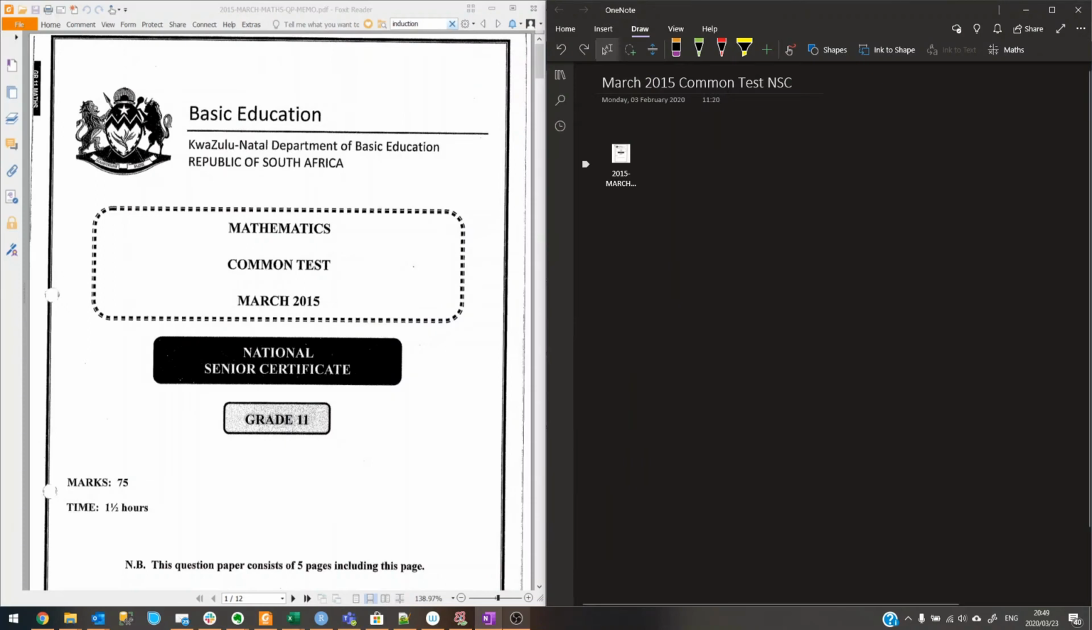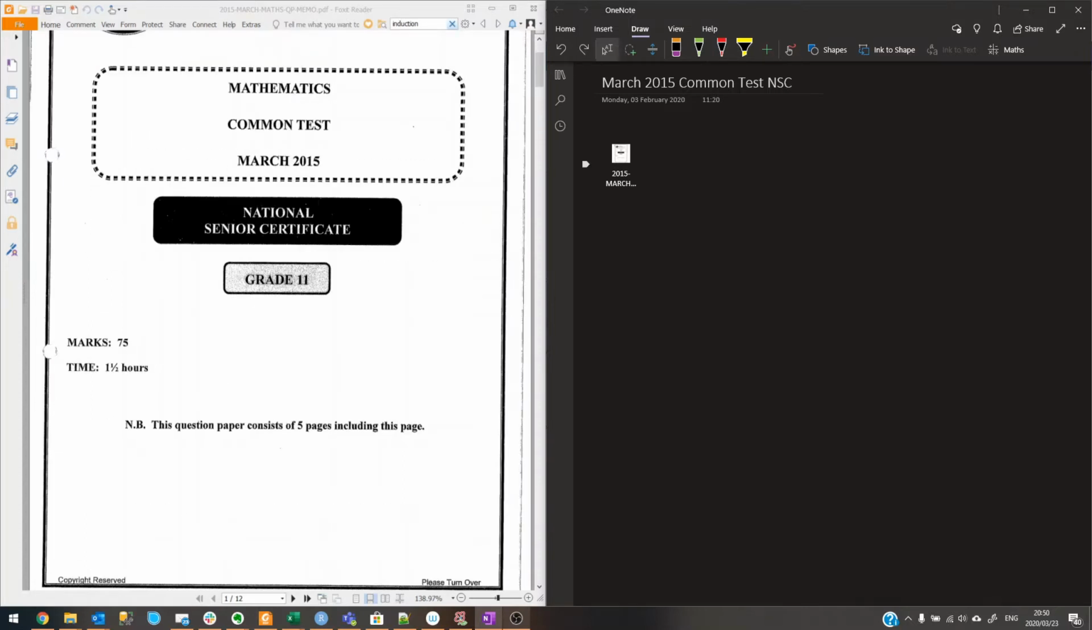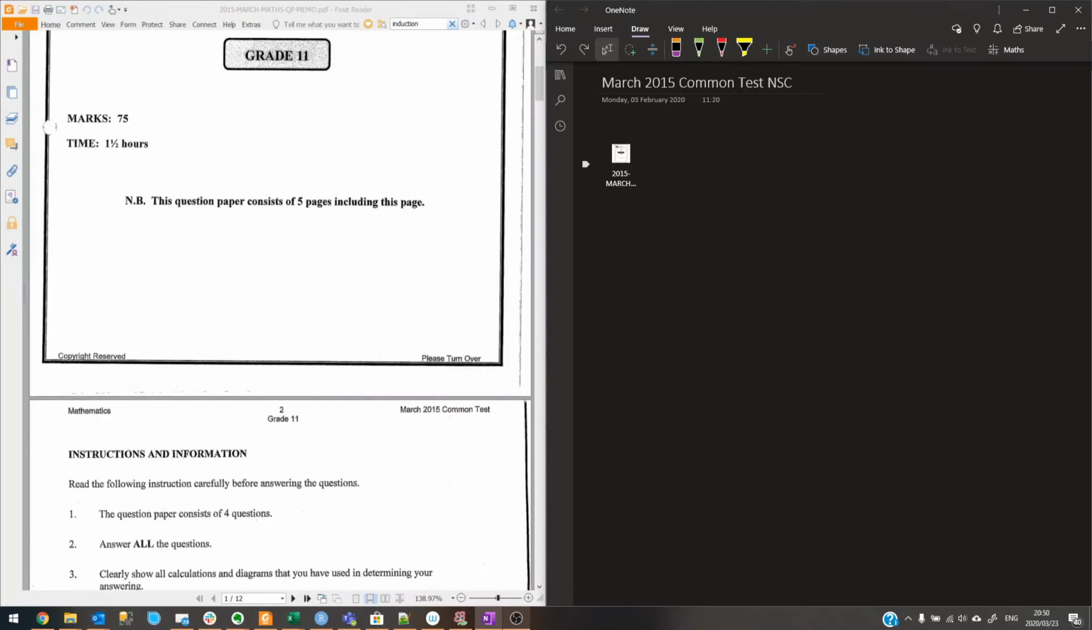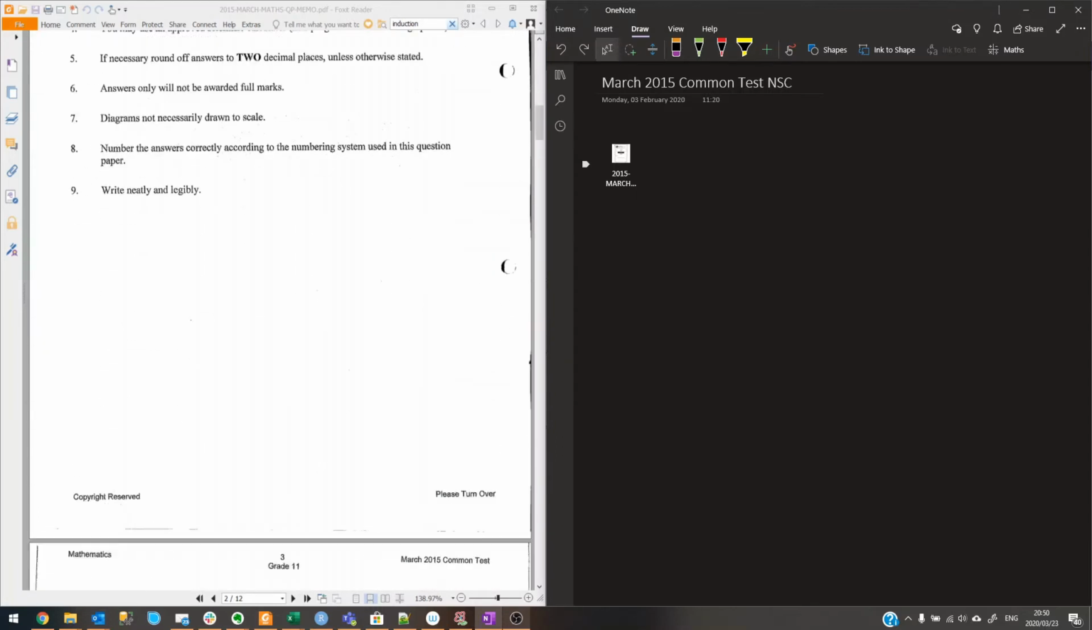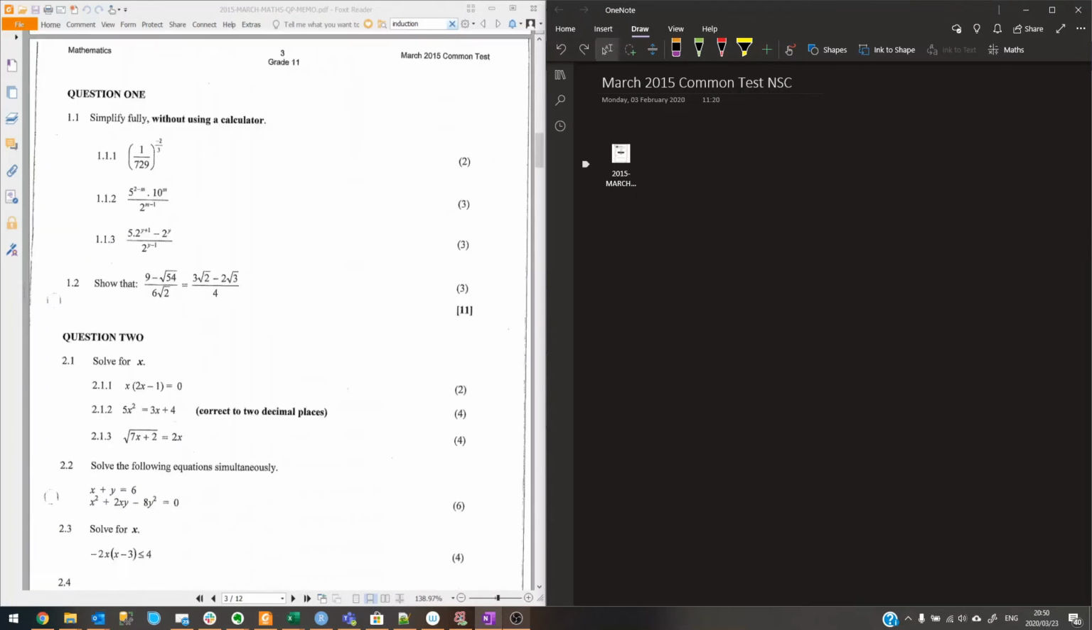Right. This is the March 2015 Maths Common Test, Grade 11 National Senior Certificate. It's only 1.5 hours, 75 marks. It's probably not that difficult. Gonna go through it, gonna try and be as careful as possible. So I'll just be writing here on the right and all the questions on the left.